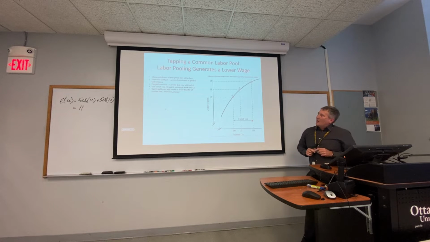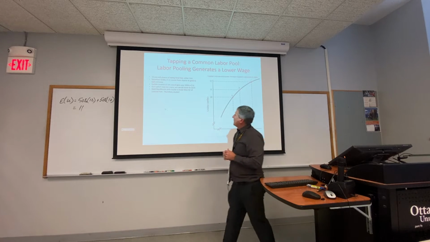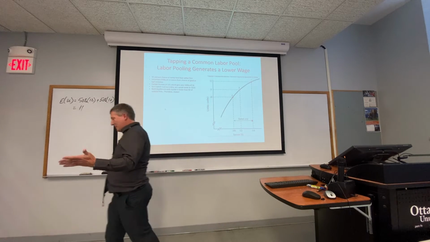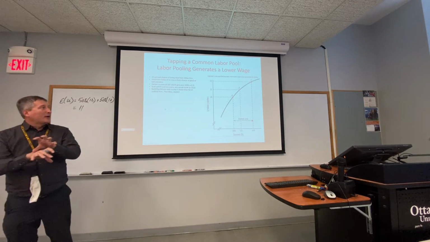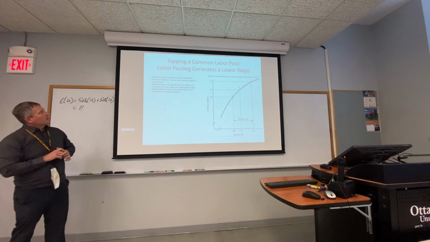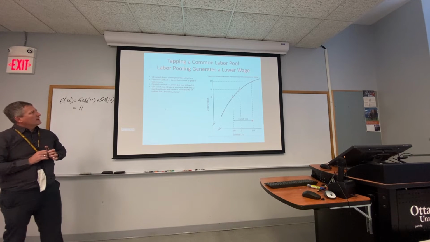All right, so what would happen? The Nash equilibrium, if firms are able to relocate, would be to cluster. Why?